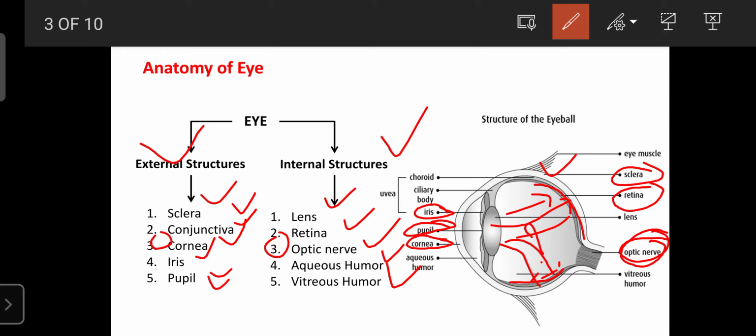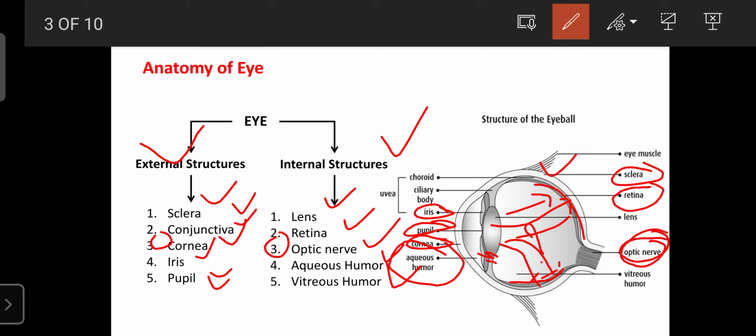Next one is the aqueous humor. It is a watery fluid present between the lens and cornea. That is the aqueous humor. The major function of the aqueous humor is to nourish the lens as well as the cornea.